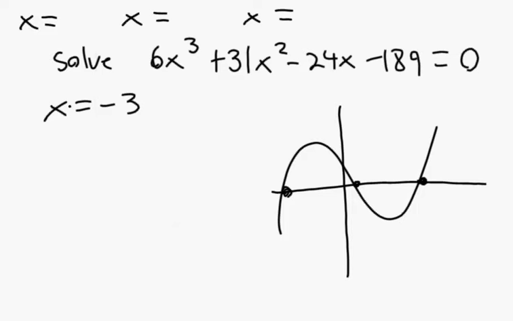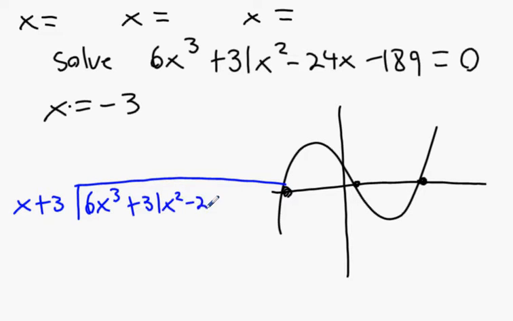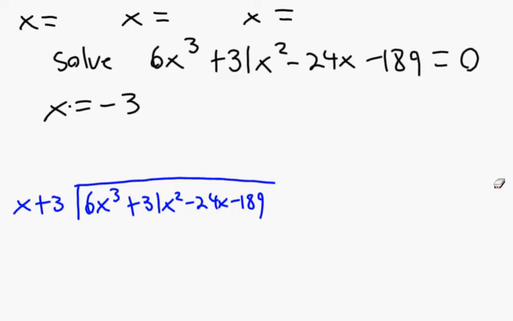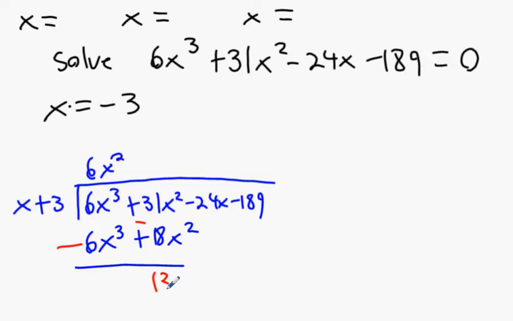Now that I've established that, I'm now going to do long division. If x equals minus 3 is a root, what's a factor? X plus 3. And you divide your x plus 3 into 6x cubed plus 31x squared minus 24x minus 189. Now, follow along with me. X into 6x cubed is 6x squared. Multiply it back out: 6x cubed plus 18x squared, won't it? Change signs. After that, 13x squared, yeah? Then bring the 24 down.